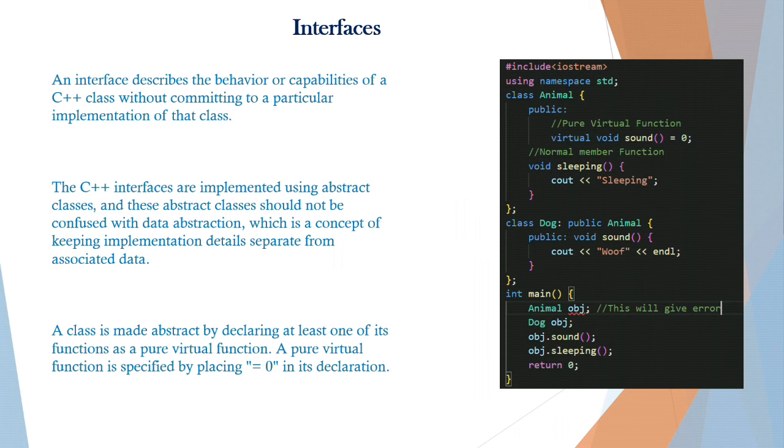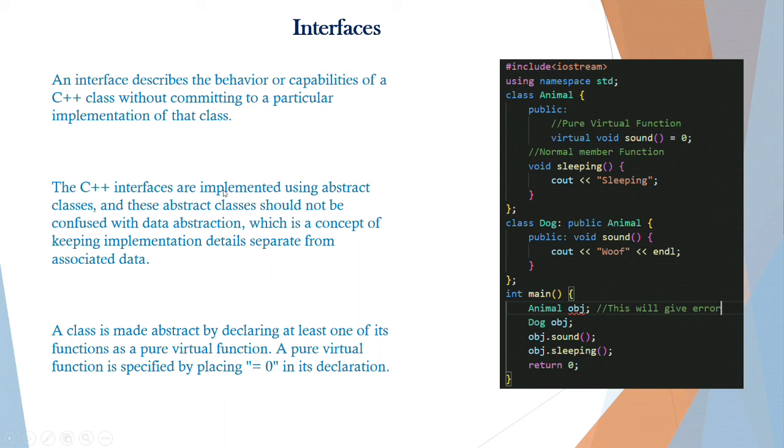Now we will read about interfaces. So what are interfaces? Interfaces describe the behavior or capabilities of a C++ class without committing to a particular implementation of that class. I know it's quite confusing, so just ignore it. Let's read the second para. It is written that C++ interfaces are implemented using abstract classes. So now comes the question: what are abstract classes? It is also written here that these abstract classes should not be confused with data abstraction. We have already read about data abstraction, but abstract classes are different from data abstraction.